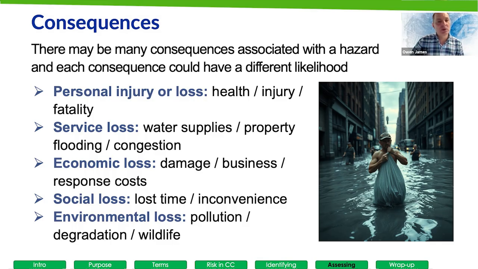When we think about consequences, we need to think about consequences in a variety of different dimensions. So not just safety consequences. What about service loss? What about economic losses to the community? What about social loss? What about that personal stress? What is the impact on that? What about environmental losses? And what does that mean for the future? So there's a variety of different dimensions there that we need to think about when we're thinking about consequence.